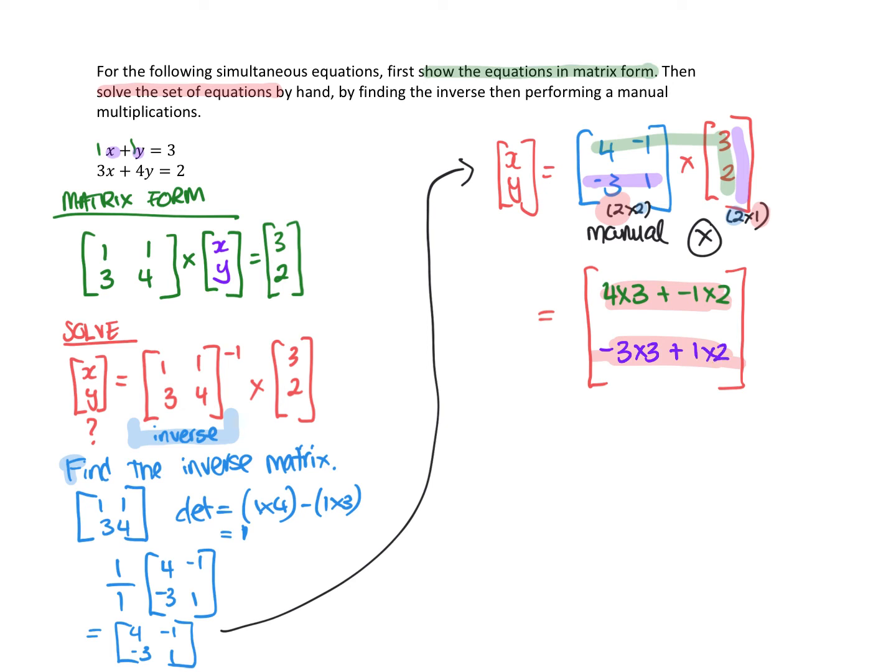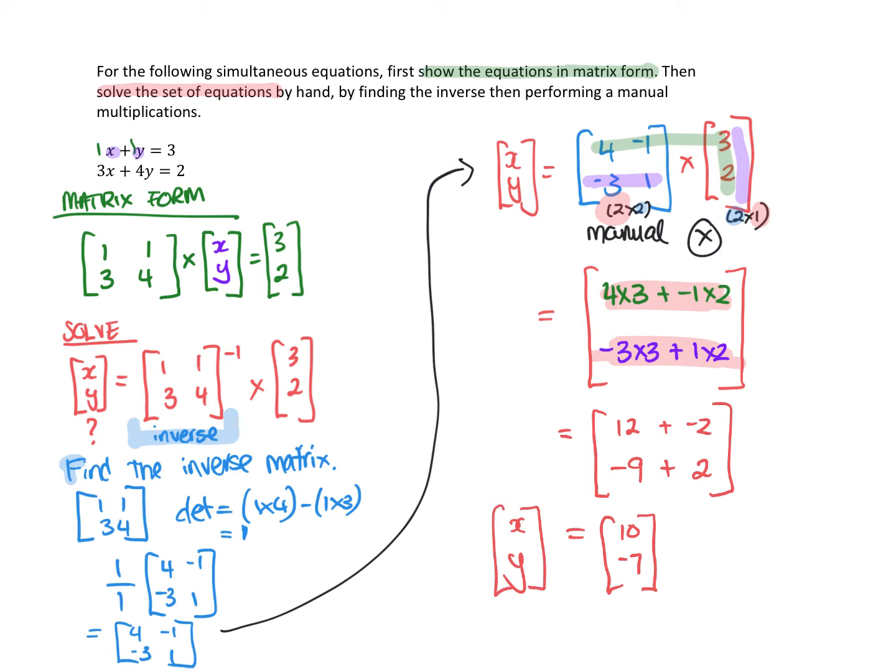So then you can actually do those numbers. That ends up being 12 plus negative 2 and negative 9 plus 2. So what's 12 plus negative 2? 10. And negative 9 plus 2 is negative 7. Okay? So what you've found is that. So what does x equal? Therefore, you could tell me x equals 10 and y equals negative 7.